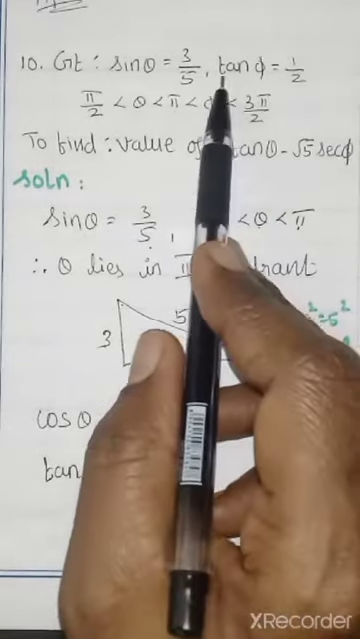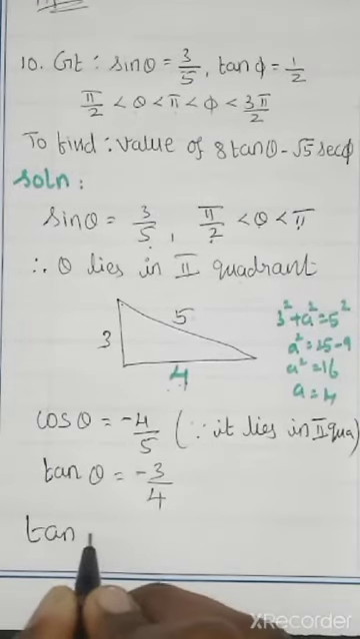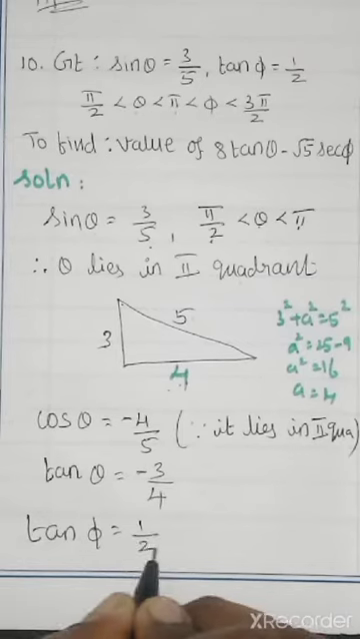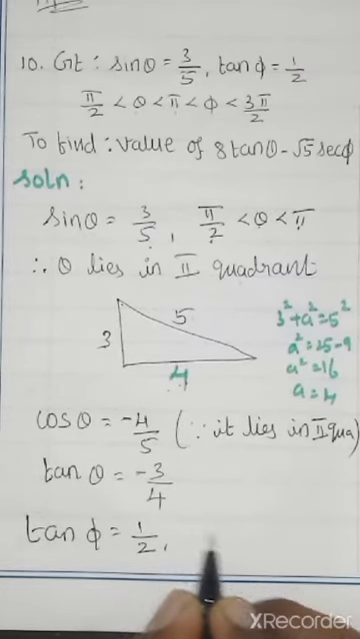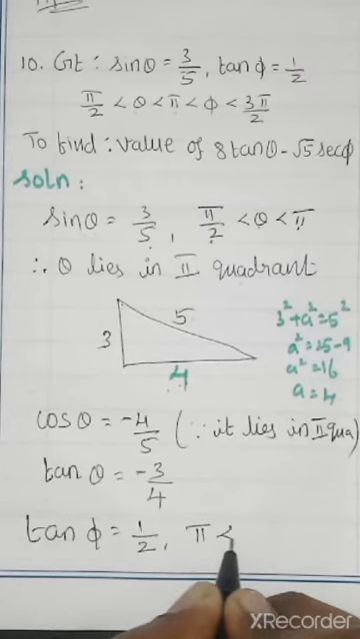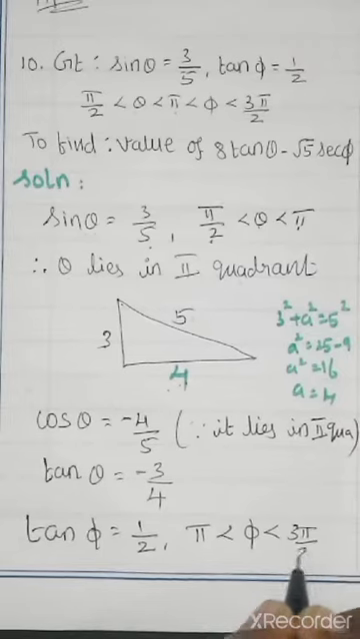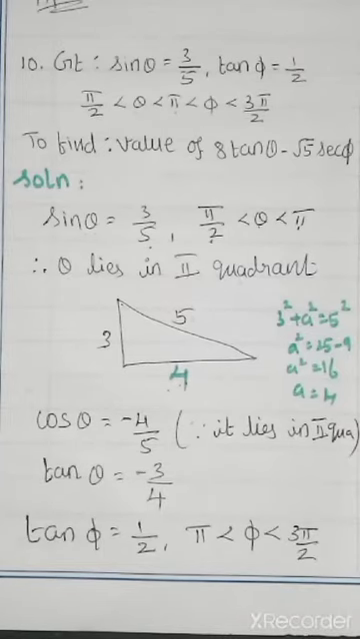Next, what is given? tan φ equal to 1 by 2. That we can take. And what is that interval? π less than φ less than 3π by 2. So π is 180, 3π by 2 is 270. So 180 to 270 lies in your third quadrant.